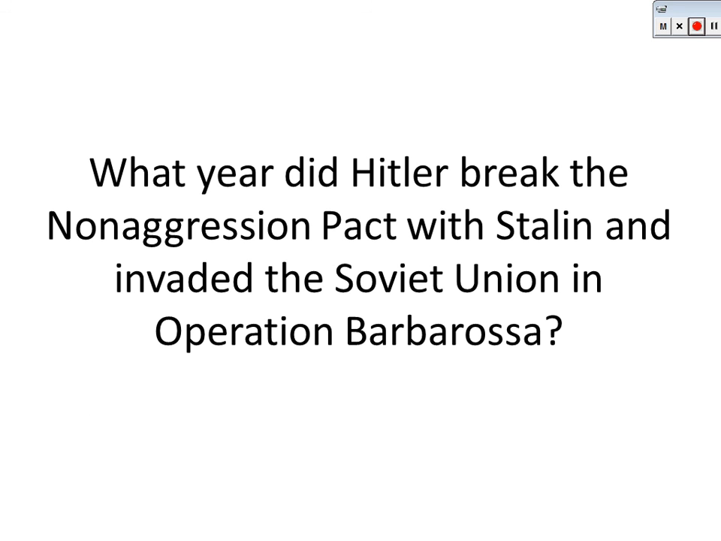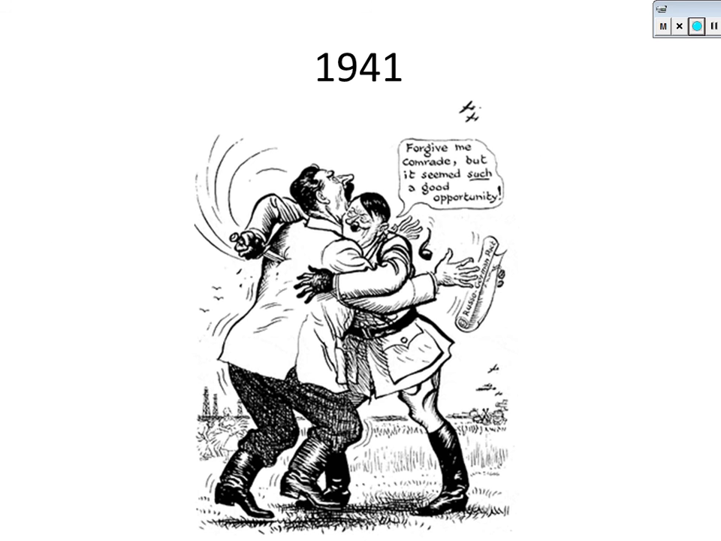What year did Hitler break the non-aggression pact with Stalin and invade the Soviet Union in Operation Barbarossa? 1941. Yeah. This is a great cartoon. "Forgive me, comrade, but it seems such a good opportunity." Hitler stabbing Stalin in the back. And you can tell there are two things that the Nazis want as they lead the Blitzkrieg into Russia. They want wheat, land, and oil.